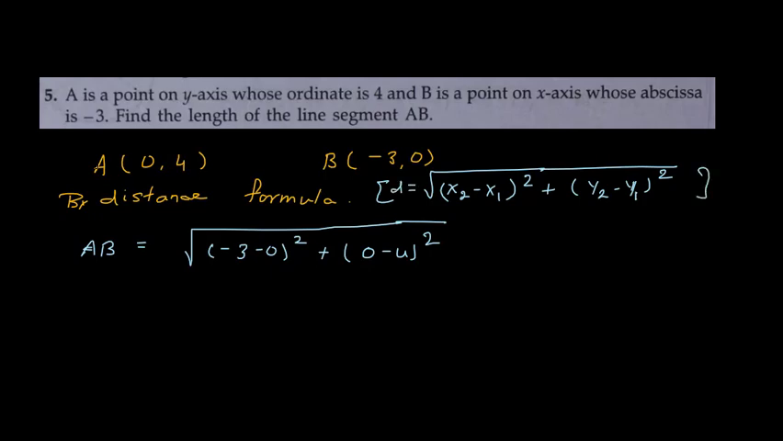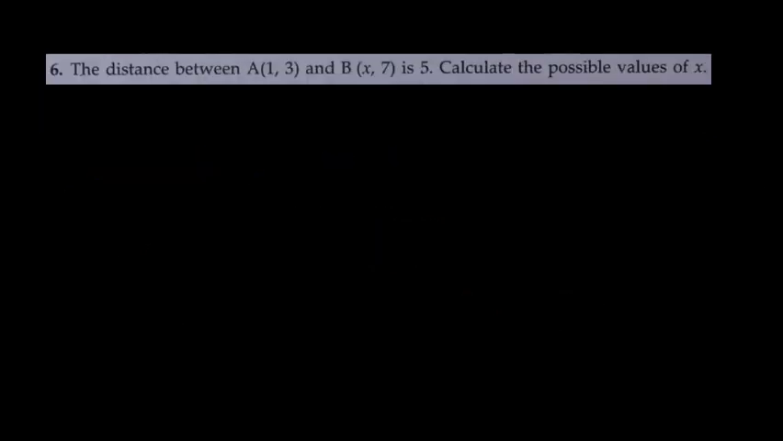Distance d is equals to, so AB we calculate this is equals to root of minus 3 minus 0 is minus 3, minus 3 square is 9 and minus 4 square is 16. So this is root 9 plus 16, this is equals to root of 25. So this is root 25 and this will become 5. This is your distance AB. AB is 5 unit.